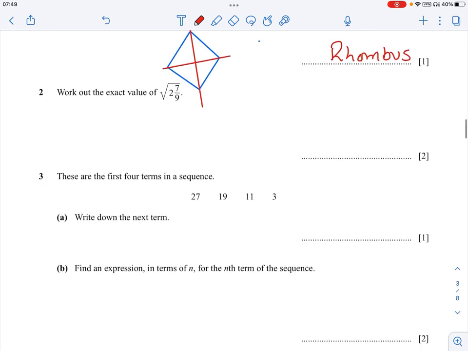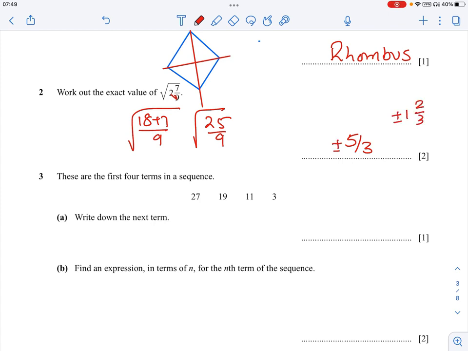Next one, exact value. 2 times 9 is 18, 18 plus 7, divided by 9, square root, which is square root of 25 upon 9, which is 5 upon 3, plus or minus, or you can write 1 and 2 upon 3, plus or minus.